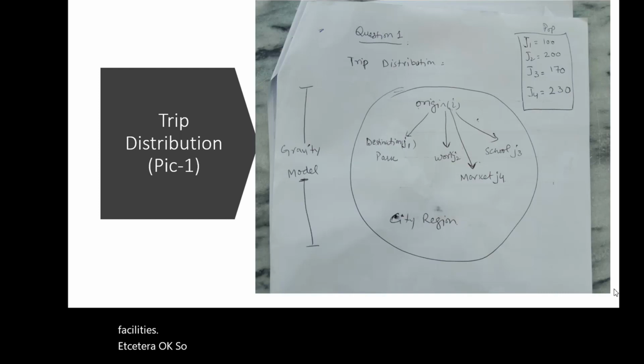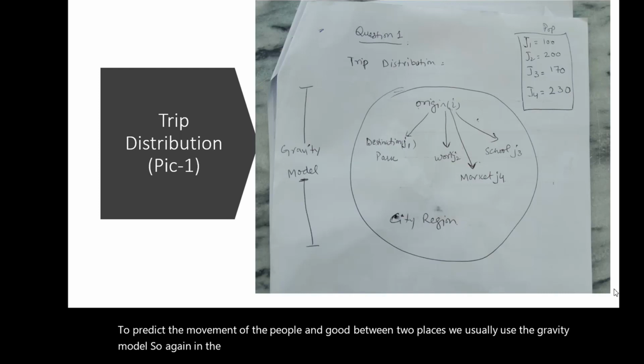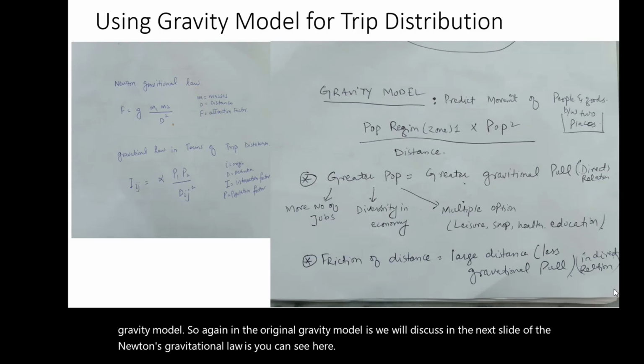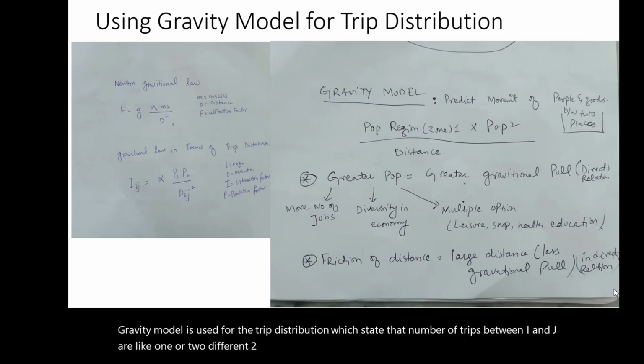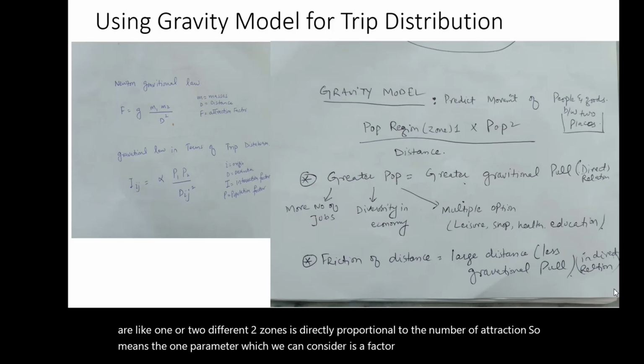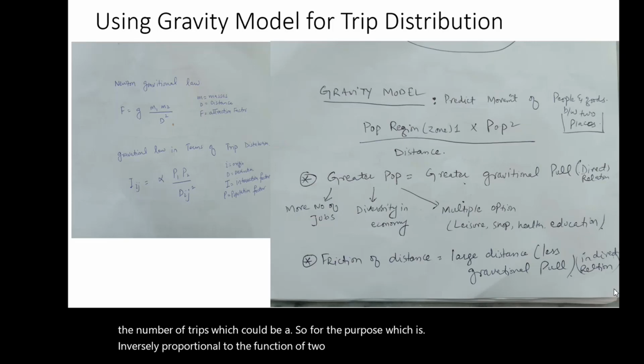Okay. So again, to predict the movement of people and goods between two places, we usually use the gravity model. In the original gravity model, as we will discuss in the next slide from Newton's gravitational law, the gravity model is used for trip distribution, which states that the number of trips between I and J, like two different zones, is directly proportional to the number of attractions. So that means one parameter which we can consider as a factor which could increase or decrease the number of trips, and it is inversely proportional to a function of two things. Number one is the time, and the second is the travel distance between those two zones.